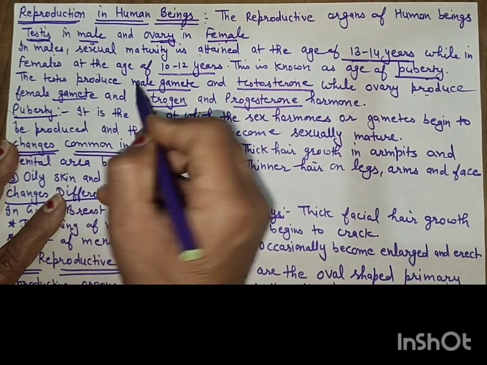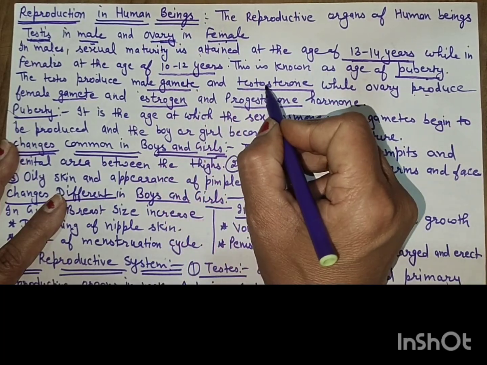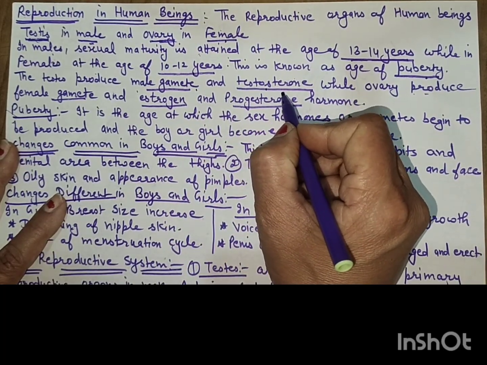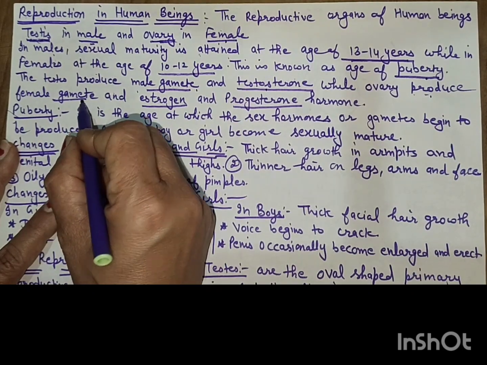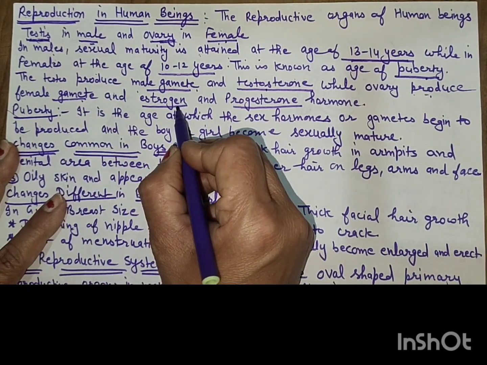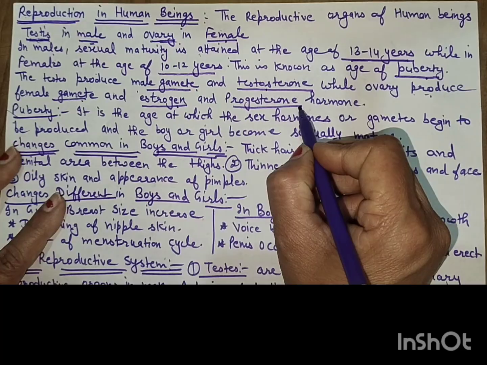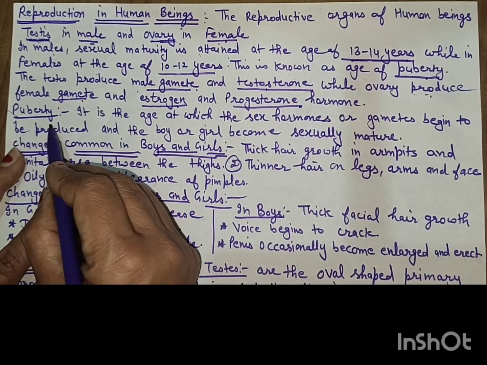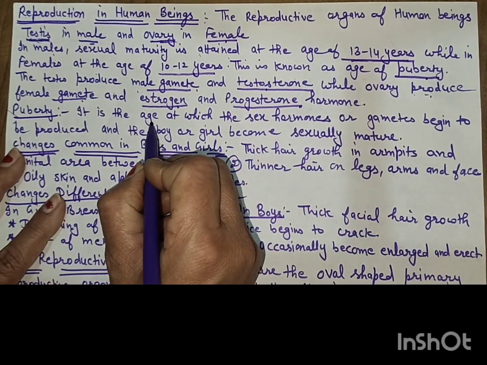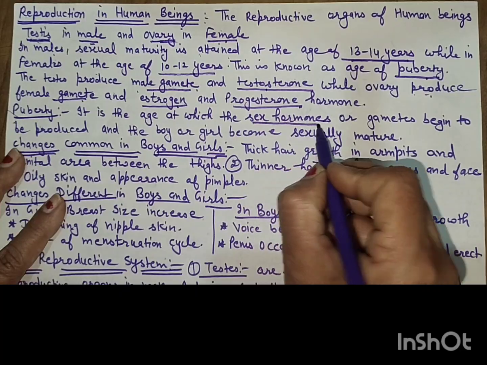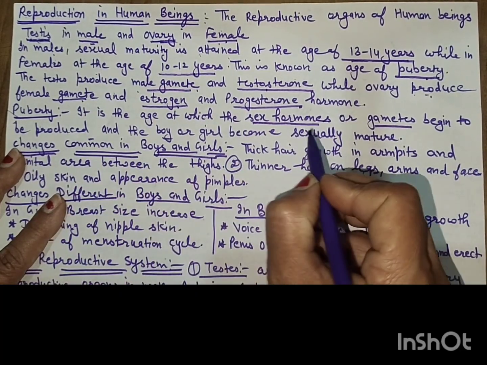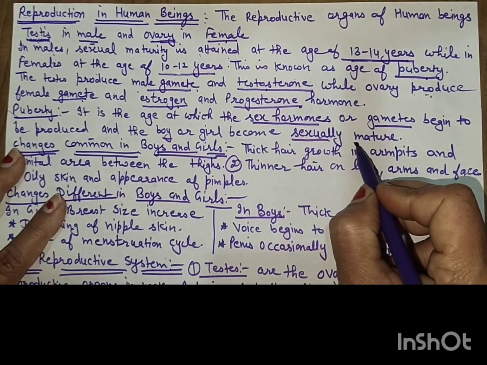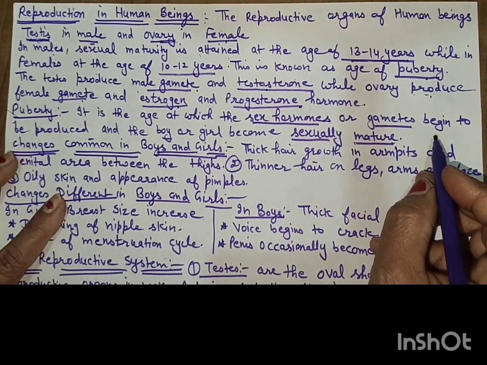The testes produce the male gamete and the male sex hormone testosterone, while the ovary produces the female gamete and the female sex hormones estrogen and progesterone. Now what is puberty? Puberty is the age at which the sex hormones and the gametes begin to be produced, and the boy or girl becomes sexually mature and sexually active.